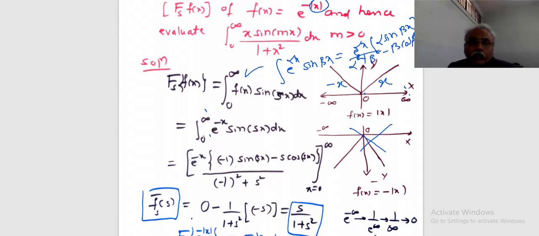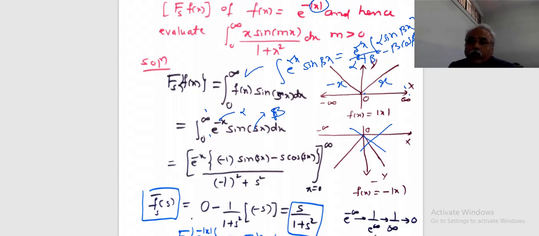So if I use this, alpha is minus 1, sine sx minus beta is s here. Alpha is minus 1, beta is s. So that alpha sine sx minus beta cos sx, e raised to alpha x as it is, e raised to minus x upon minus 1 square plus s square. So using this formula, similarly the cos beta x formula is also there. When we come across that, I will tell.